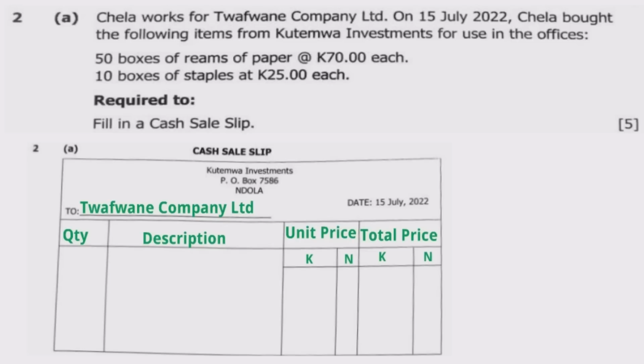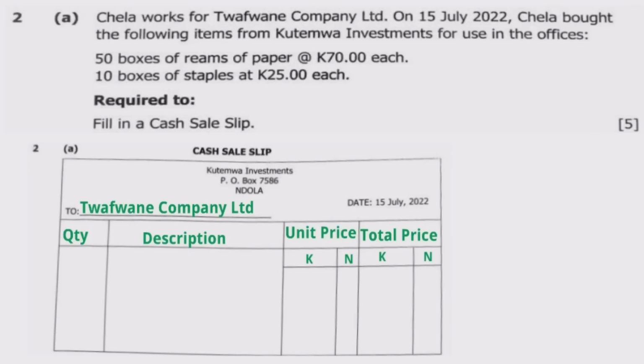Now once you have done this, let's go and enter the transactions. First we have 50 boxes of reams of paper at 70 kwacha each. So we write 50 in the column of quantity. Then description, we write boxes of ream of paper. Then how much is one ream of paper, that is 70 kwacha, which we write under unit price. Then total cost, that means we multiply 70 by 50.